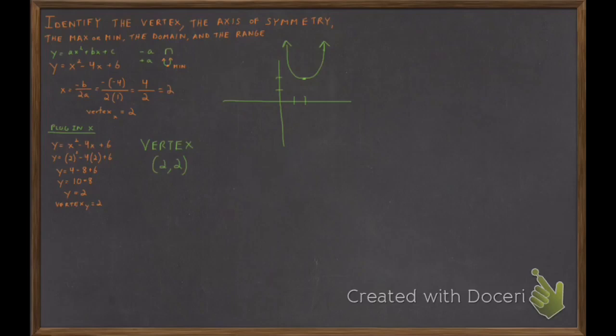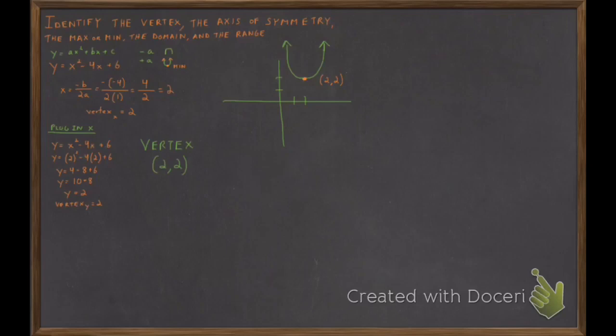As we can see right here, we have a minimum at this point, and we know that that point is (2, 2). That is our vertex.